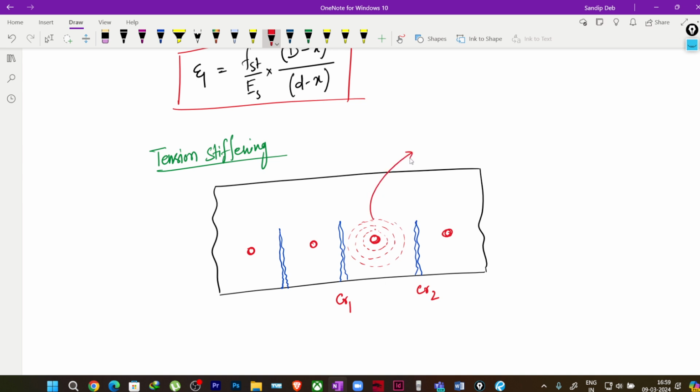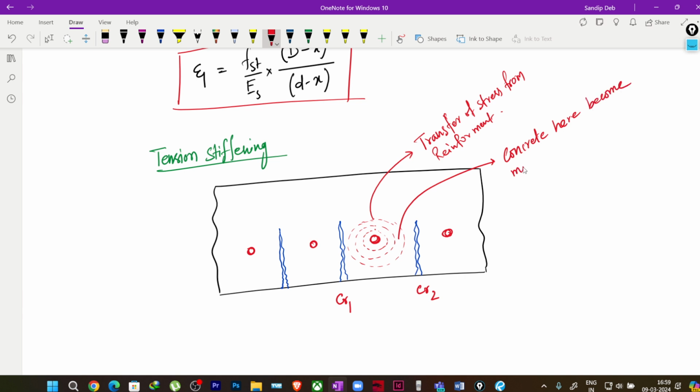So I would write it as transfer of stress from reinforcement. Now you'd say that as it is transferring the stress, the stress in the concrete will increase. No, it is becoming stiffer due to the transfer of stress from the reinforcement between these two cracks. So it tries to make it more stiff. So this concrete here becomes more stiff.